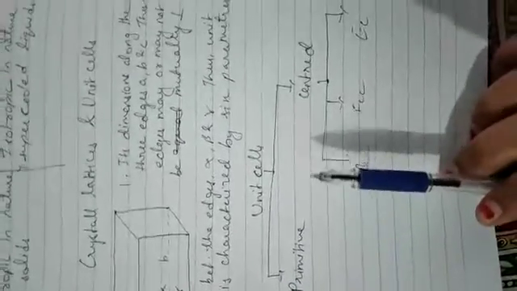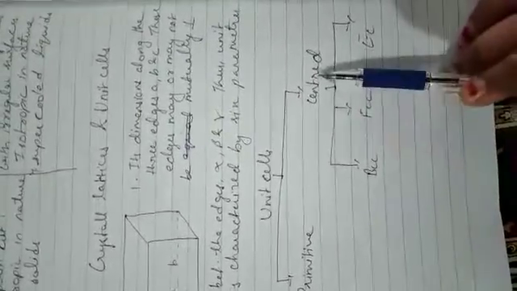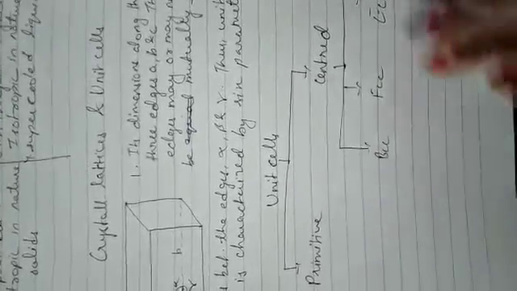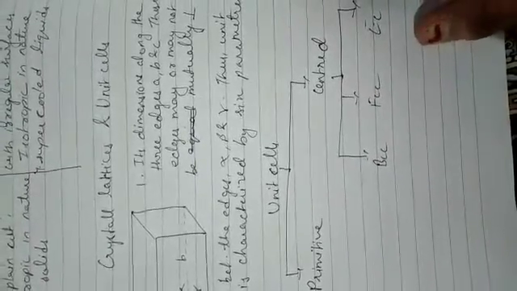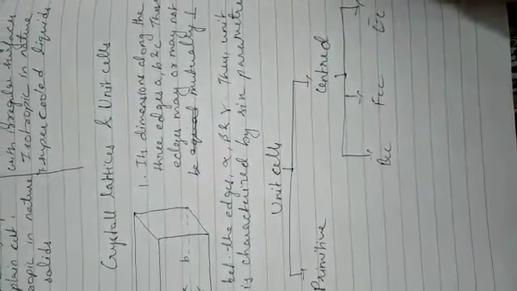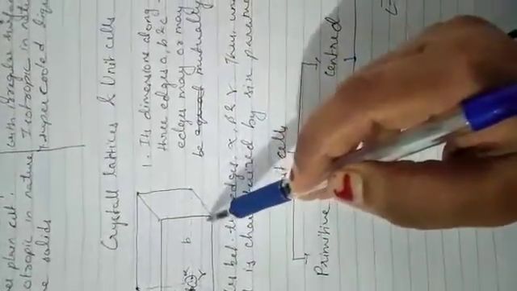Now the unit cells are of two types. First one is your primitive unit cell and the second one is your centered unit cell. First, what is a primitive unit cell? When the constituent particles are present only in the corner positions of the unit cell. When the constituent particles are only at the corners, these are the corners. So when the constituent particles are only at the corners of the unit cell, then it is called a primitive unit cell. Next, what is a centered unit cell?